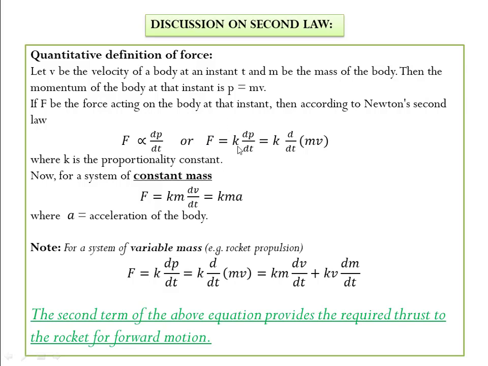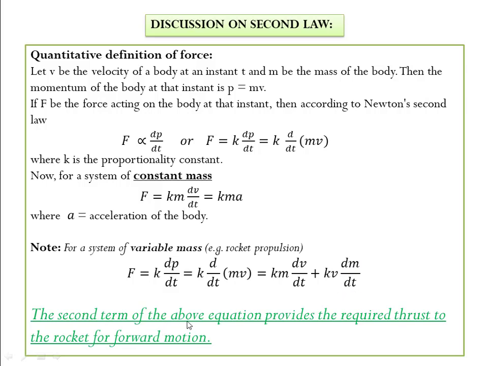Forget about the constant K, because this can be made equal to 1 to define the unit of force. Now, take a special case for a system of constant mass. In that case, m can be taken out of the derivative and F reduces to the form F = Kma. So, this form is a special form of Newton's second law. Now, for a system of variable mass, for example, rocket propulsion, F will contain two terms, Km dv/dt plus Kv dm/dt. Now, this dm/dt stands for the rate of change of mass with time.